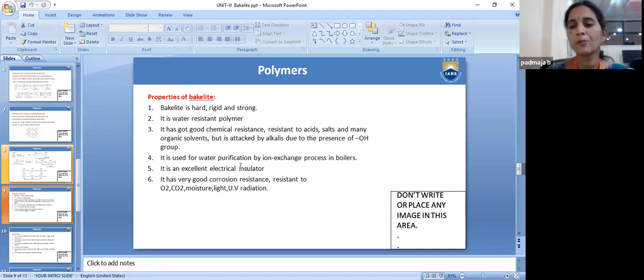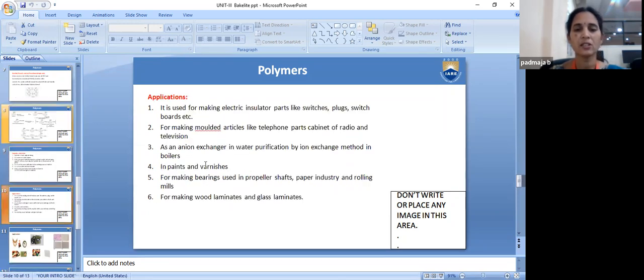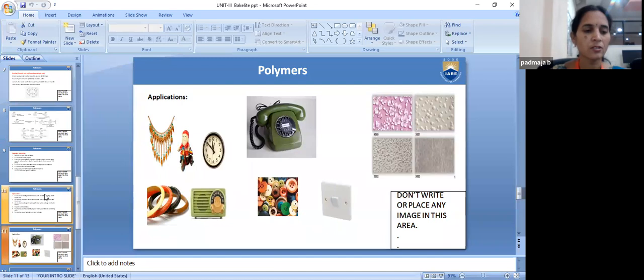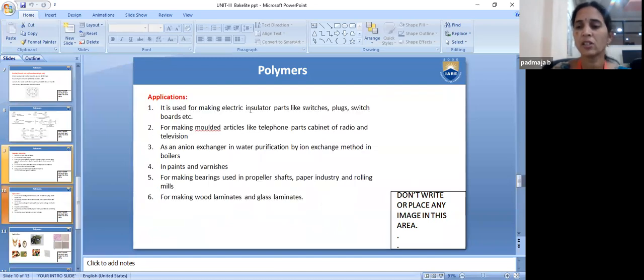It is used for water purification by ion exchange process in boilers. It is an excellent electrical insulator, so we will use it for switchboards, switches and all. It has very good corrosion resistance, resistant to O2, CO2, moisture, light, UV radiation. Now applications. It is used for making electrical insulator parts like switches, switchboards, plugs, etc.